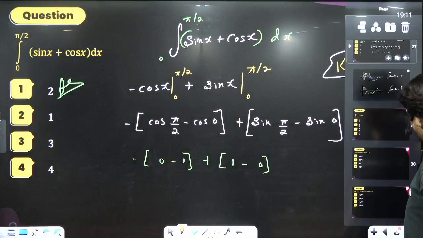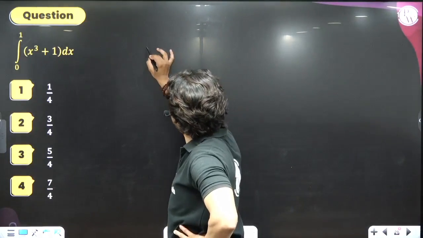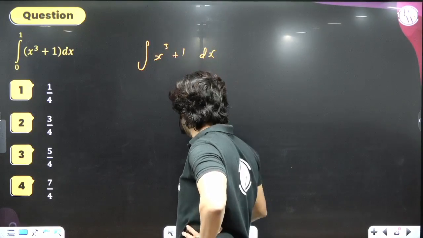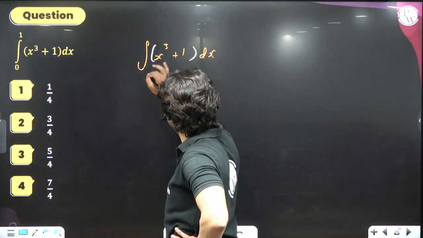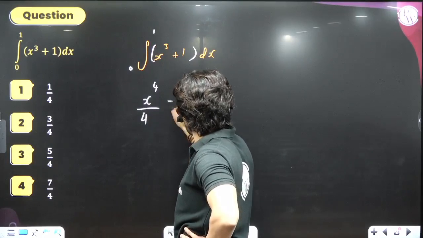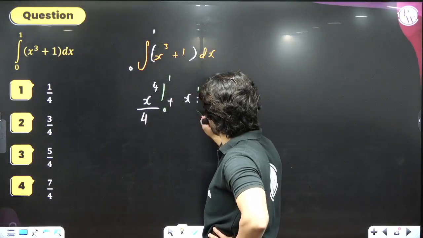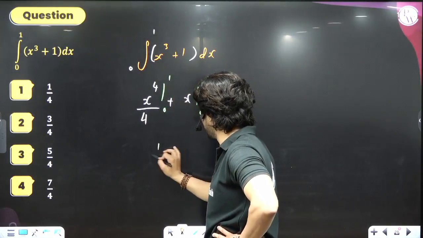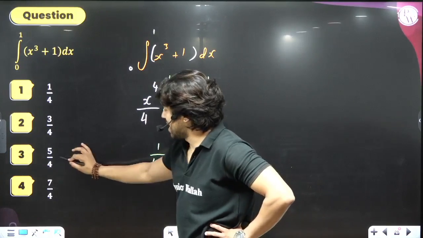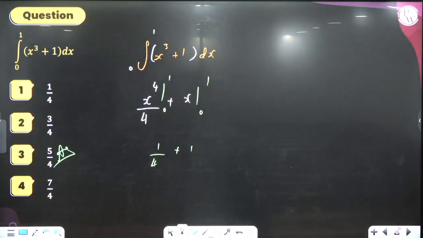Here we go. The next question in front of you is this. Integral of x cube plus 1 dx over the limits 0 to 1. X cube is x to the power 4 by 4. 1 is x. Substitute the limits from 0 to 1. Upper limit minus lower limit. 5 by 4 is the answer. Is this point very clear? All of you?